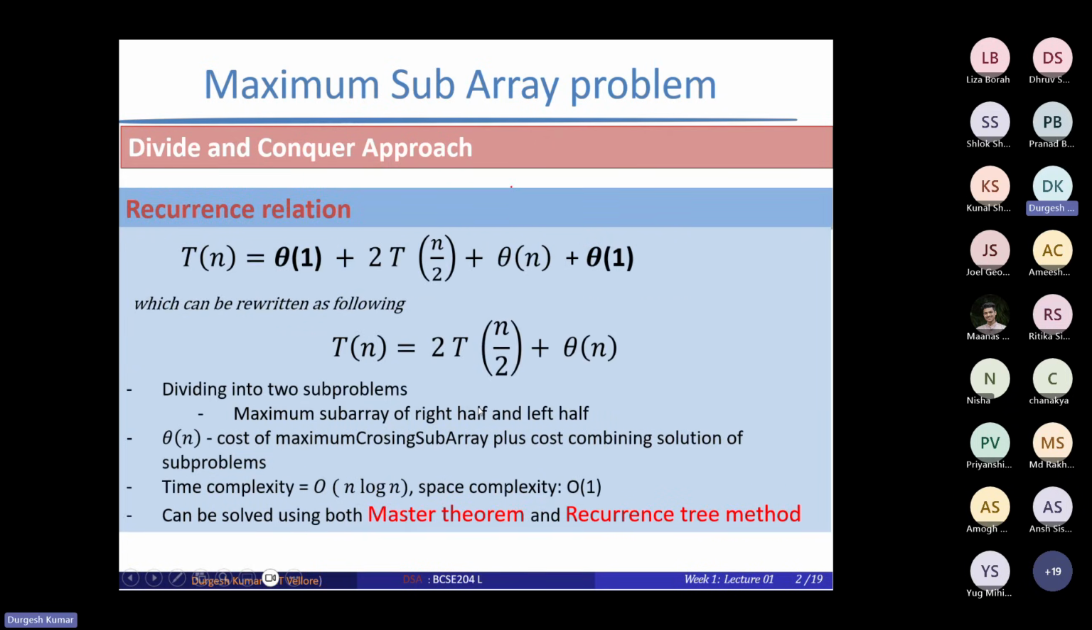So this is a very well-known recurrence relation. You can use either the master theorem or the recurrence tree method. So what would be the final solution? n log n, right? This recurrence relation you have solved in your DSA. So using the divide and conquer approach, our time complexity is n log n. Space complexity is order of 1, whereas the brute force was giving an n square solution.